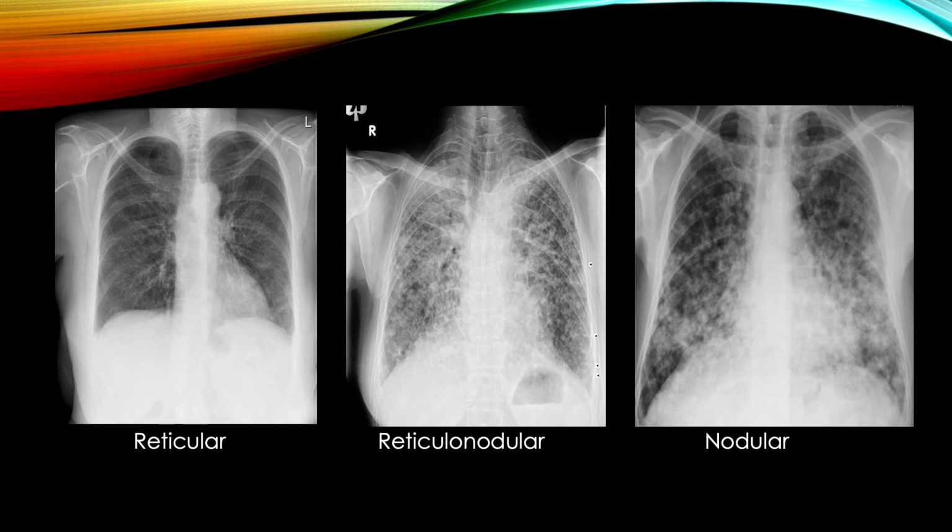A reticulonodular interstitial pattern is produced by either overlap of reticular shadows or by the presence of reticular shadowing and pulmonary nodules. Pulmonary nodules are small, rounded opacities within the pulmonary interstitium. Pulmonary nodules can be classified according to size, morphology, and/or distribution.